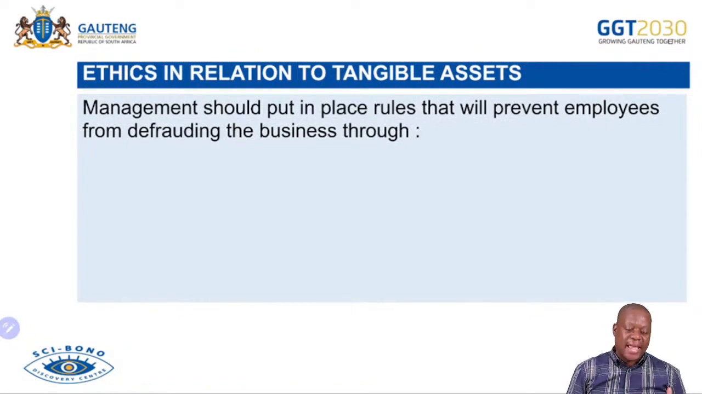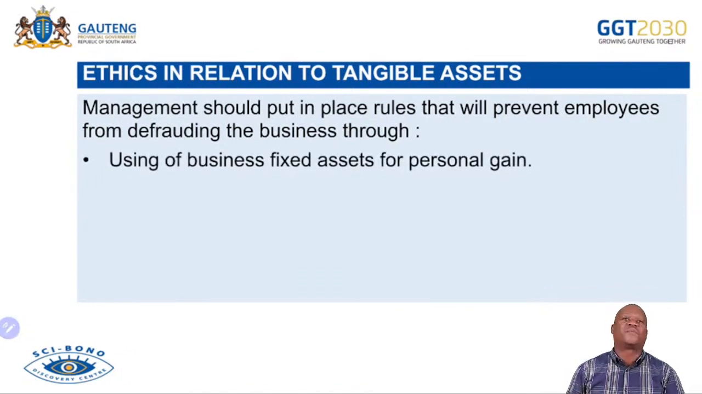We also have ethics that relate to tangible assets. So we are supposed to put in place rules and regulations which prevent the employees from defrauding the business. And this can be done through using fixed assets for personal gain. Of course, we have vehicles. Of course, someone has signed them out and we know the vehicle went out with who. But what is the person doing with the vehicle? Instead of going 20 kilometers away for a collection, the person drives it for 400 kilometers away.